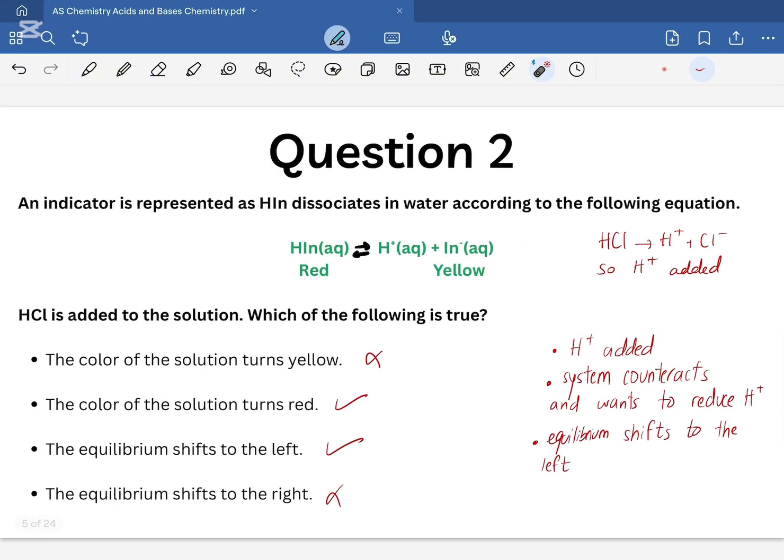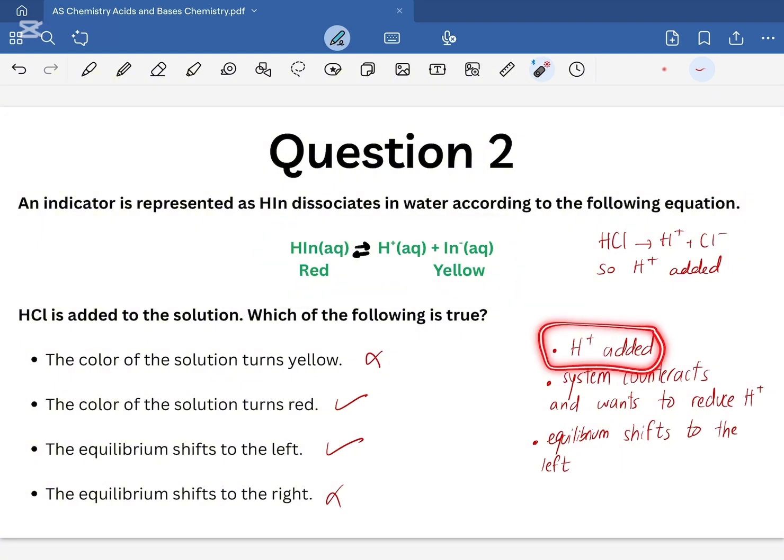Now question 2. An indicator represented as HIn dissociates in water according to the following equation. This is the equation that's given. HCl is added to the solution. Which of the following is true? Now HCl dissociates into H+ and Cl-, so HCl will give the H+. So we need to think that H+ will be added to this system.